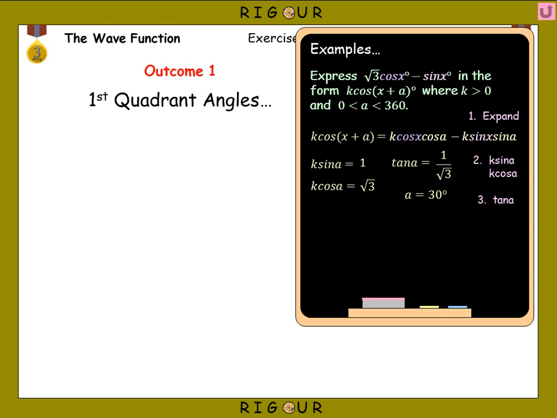And all that's left for us to do is find the value of k. We calculate k by square rooting the two numbers squared and added together. So 1 squared is 1, root 3 squared is 3, 1 plus 3 is 4, so k is going to be 2. And then we just write down our final answer. So root 3 cos x minus sin x in the form k cos(x + a) will be 2 cos(x + 30 degrees).